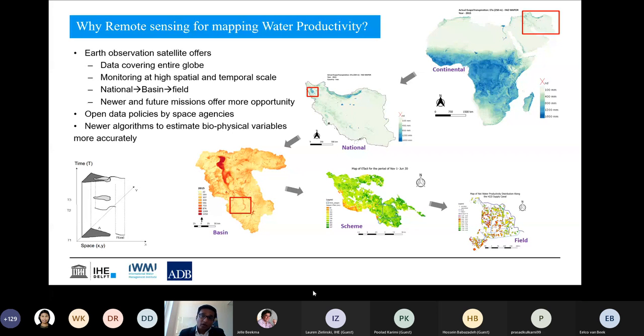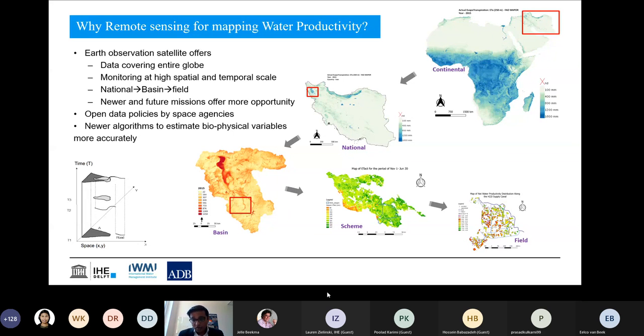From that data, we can zoom to a national level. In this example, I've shown the country of Iran at the same scale, where we can do analysis on actual evapotranspiration at national scale. From there, we can go to basin, and from there we can go to scheme. You can see that from basin onwards, we can also look at a different spatial resolution, a higher one at 30 meters, using a satellite called Landsat. And at scheme level, we can interpret the data at a field level.